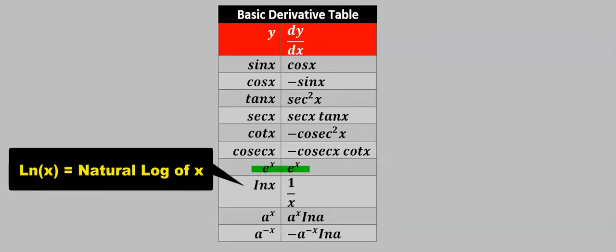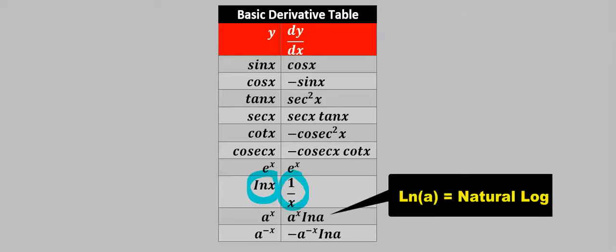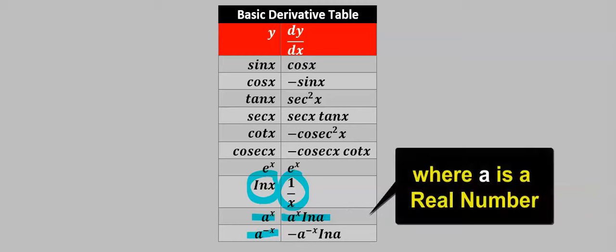In addition, if you differentiate exponential x, you will get exponential x. If you differentiate ln x, you're going to get 1 over x. Likewise, if you differentiate a to the power of x, you're going to get a to the power of x ln a. Also, if you differentiate a to the power of minus x, you're going to get minus a to the power of minus x ln a. You must also familiarize yourself with this concept.